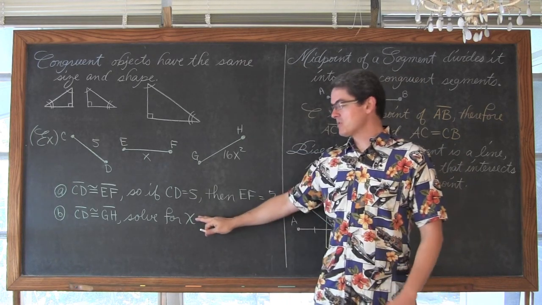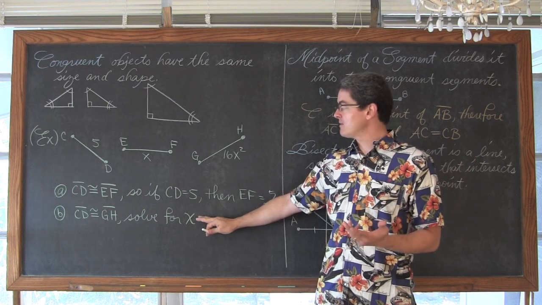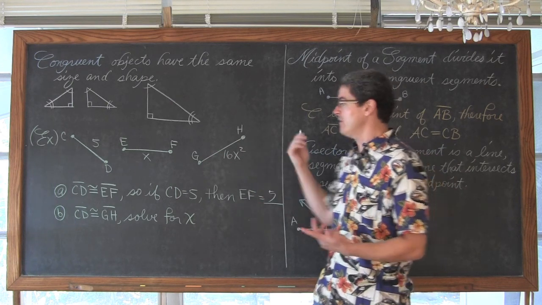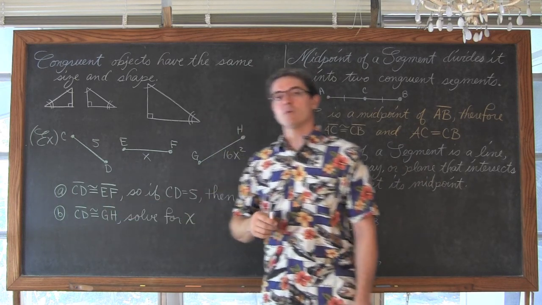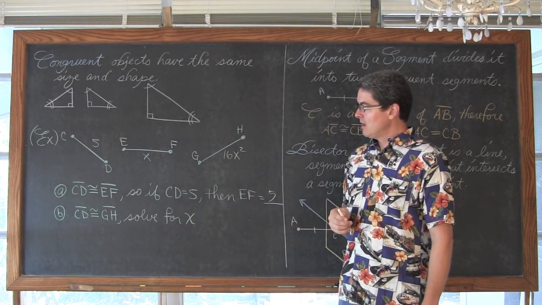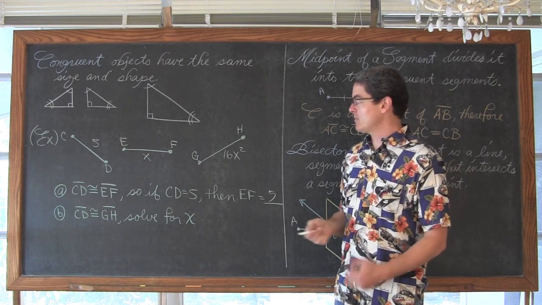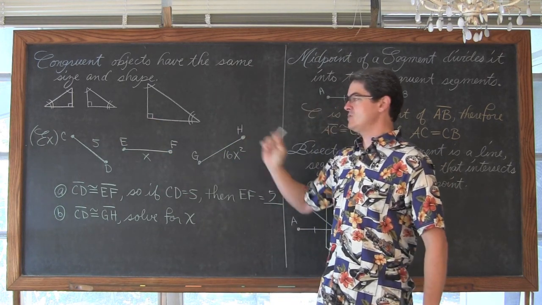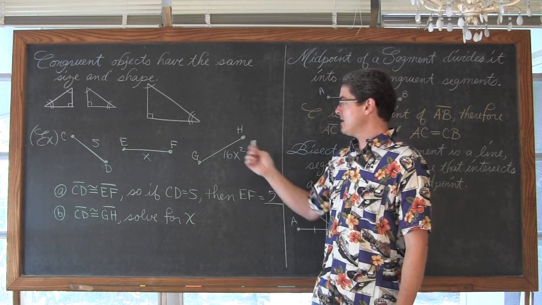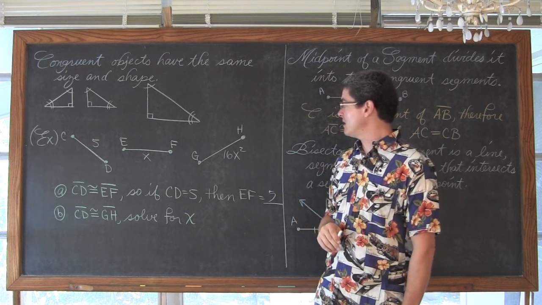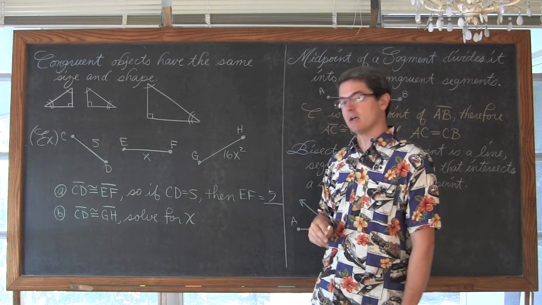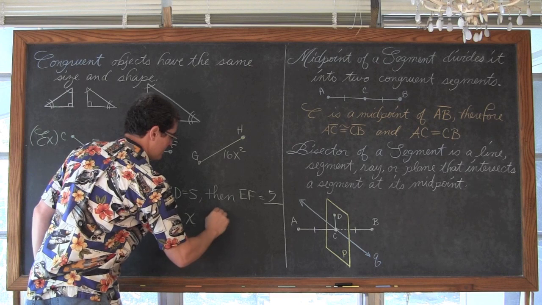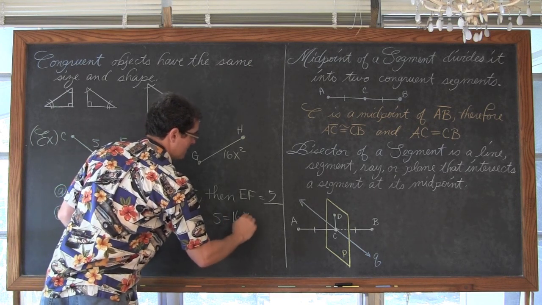But now I'm asking you to solve for X. I'm not asking for the length of GH. I already know that that's equal to 5. And how do I know it's equal to 5? Because we were just told that they were congruent. So, to solve for X, I'm going to take the length of CD, which is also the length of GH because they're congruent, and set it equal to the expression, 16 times X squared. So we have 5 equals 16 X squared.